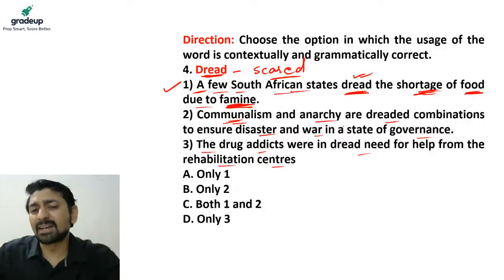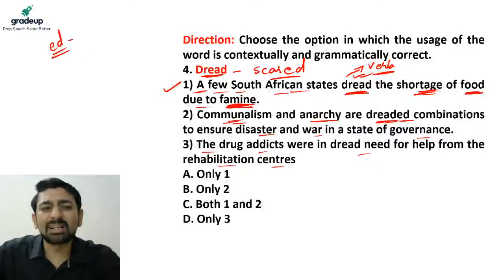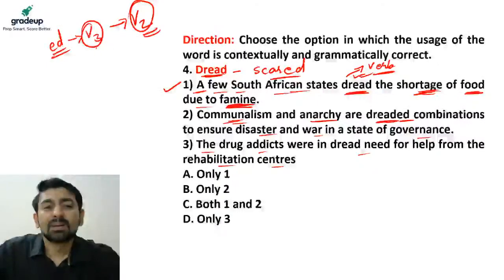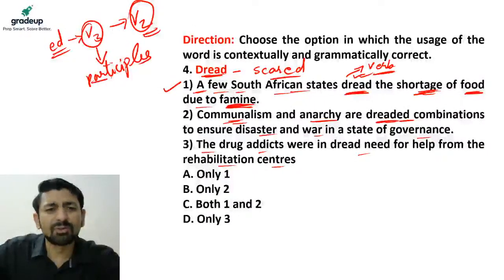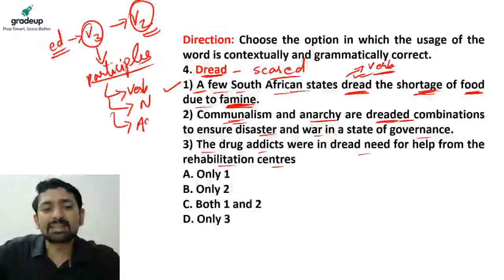Second sentence says communalism and anarchy are dreaded combinations. Now here dread is being used as a verb in the first sentence, guys. So dread can be used as a verb as well. But when you say dreaded, when you put an ed, which basically most verbs become in the V3 form, they also become ved in the second form as well. So the third form is called participles. Third form of verb are called participles. Participles can act as verbs, they can act as nouns, they can act as adjectives as well.